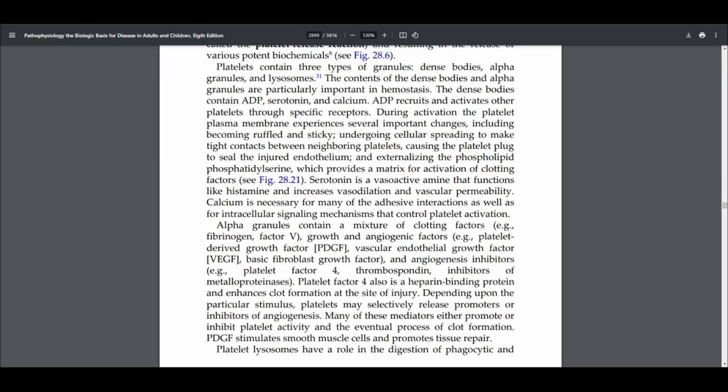Serotonin is a vasoactive amine that functions like histamine and increases vasodilation and vascular permeability. Calcium is necessary for many of the adhesive interactions, as well as the intercellular signaling mechanisms that control platelet activation.